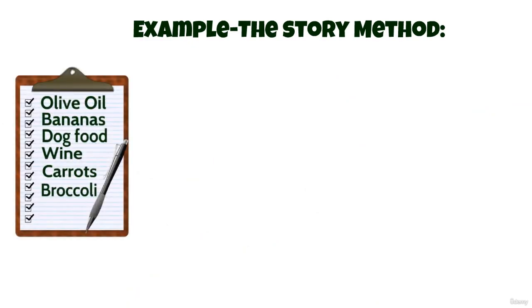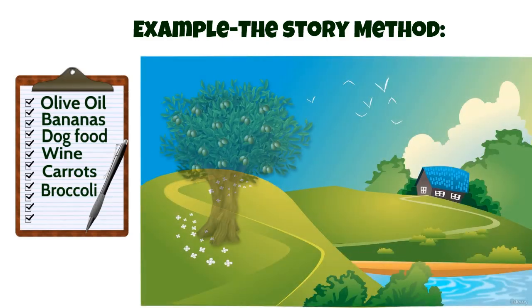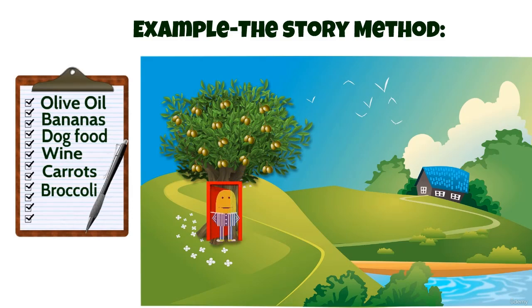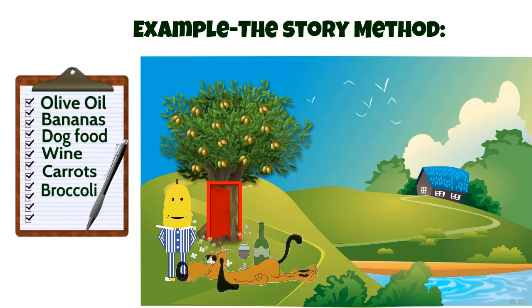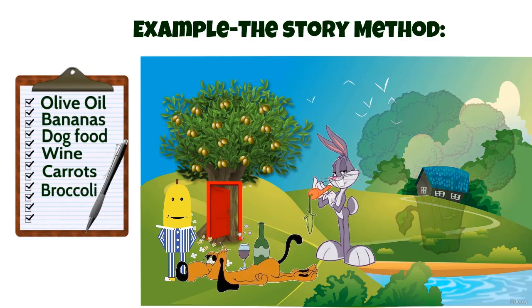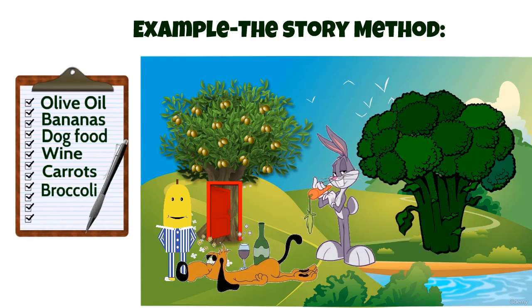Now, let's create a little story with these products. Imagine yourself on a field, and there is a big olive tree in the middle. Walking out of a door in the tree is a banana, one in pajamas. It's coming out of the door to feed the dog, who holds a bottle of wine and is drunk. Next to him is Bugs Bunny, biting a carrot and asking him, "What's up, Doc? You need to take a little nap in the shade of broccoli."